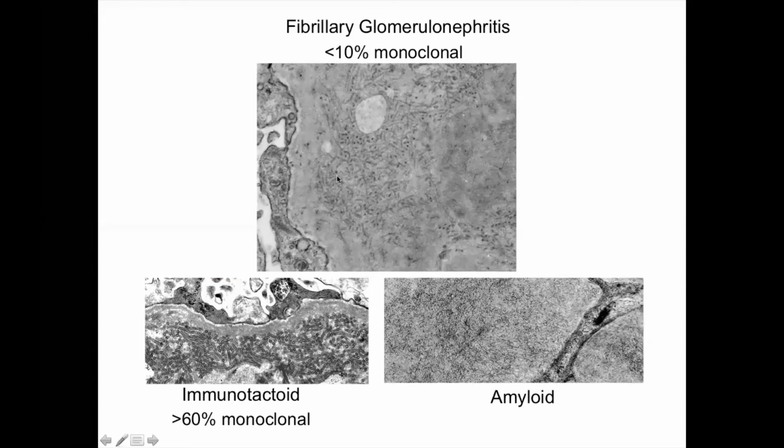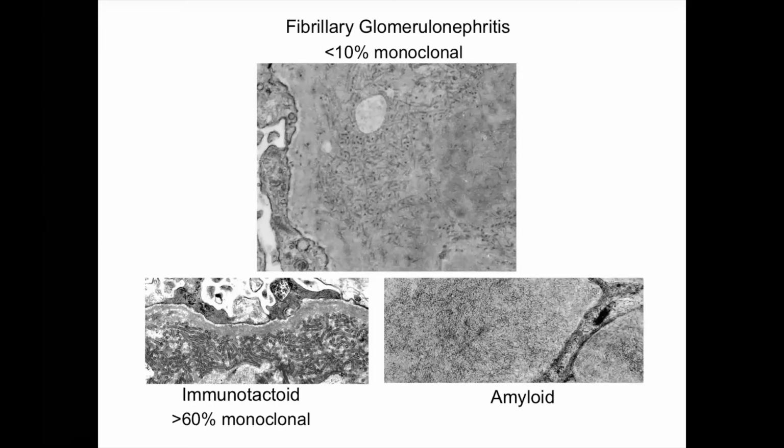All right. So I'm telling you, I think this is important for the Arab Board exam. There are three different diseases which can appear similar on light microscopy, and we will be able to differentiate between them on IF and on electron microscopy. Okay. The three are amyloidosis versus fibrillary glomerulonephritis versus immunotactoid.